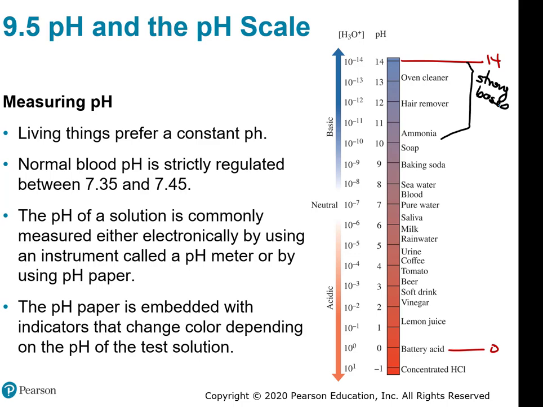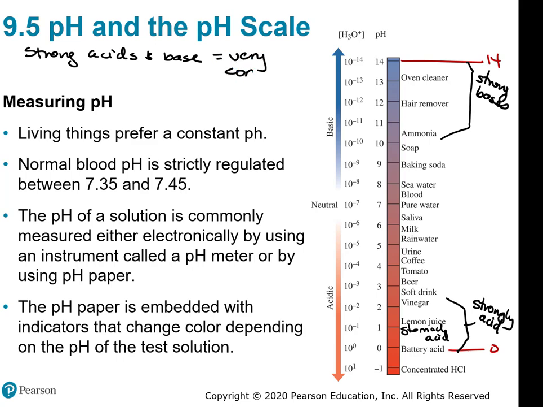Same thing down on the far end. When you're looking at things in the pH range of 2, 1, and 0, like stomach acid down here, you would say that these are very strongly acidic. Strong acids and bases, those on the extreme ends of the pH scale, tend to be very corrosive.